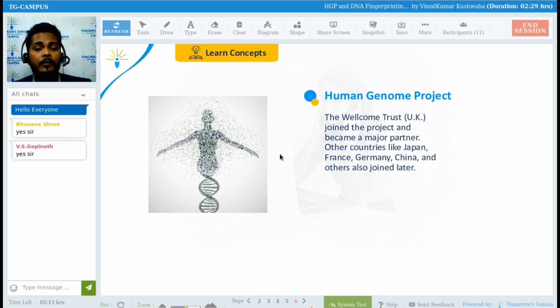And after that, some other countries also wanted to contribute, so they joined hands with this project. The famous ones are Japan, France, Germany, China, and later some other countries also joined hands, and now it became the mega project. Clear? Initially it was launched by only two departmental institutes from the USA, later the Wellcome Trust, and then other countries also joined hands, and they made this Human Genome Project a mega project. Okay, is this clear?